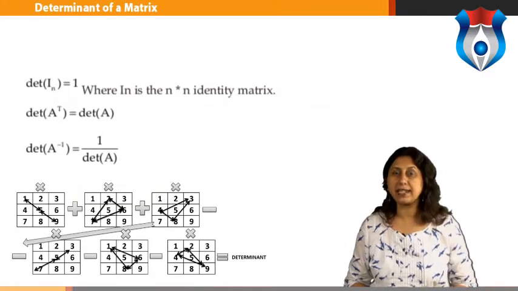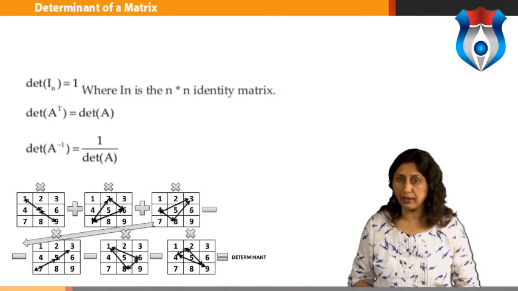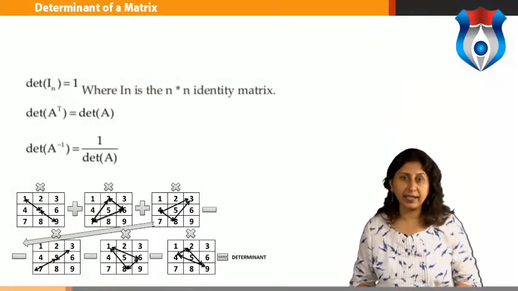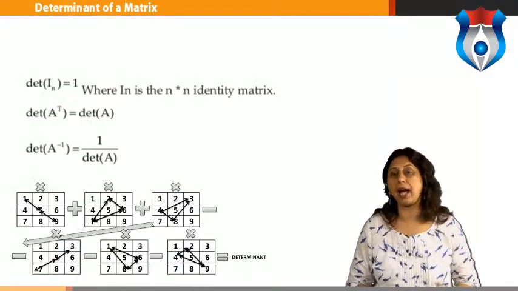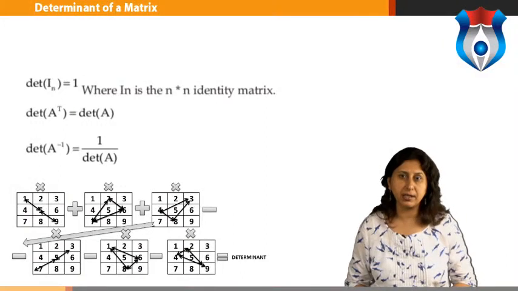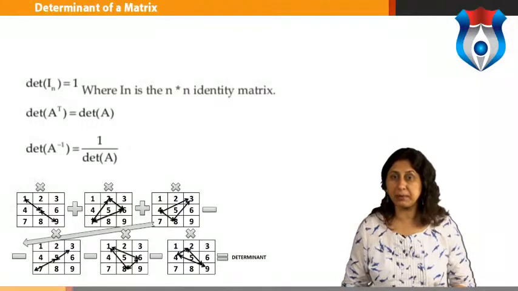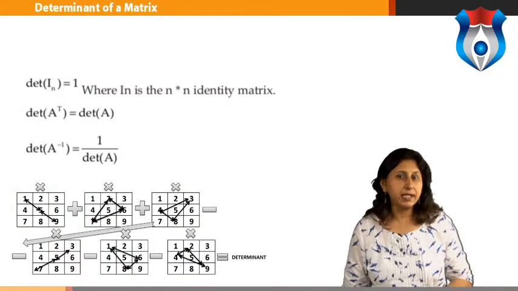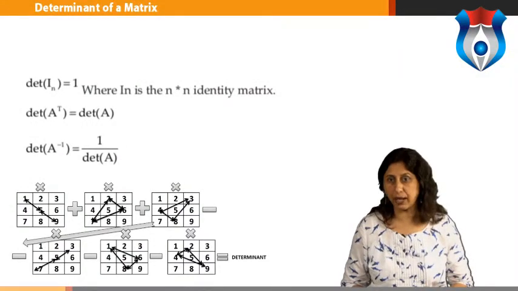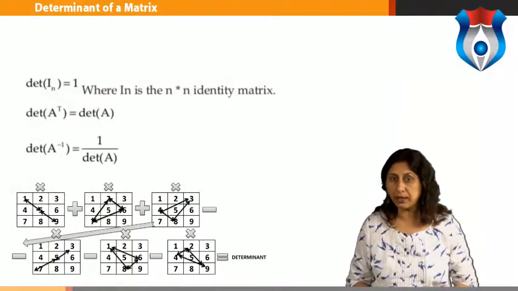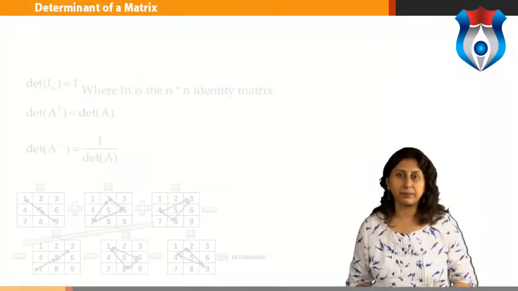The determinant of I sub n is equal to 1, where I sub n is the n by n identity matrix. The determinant of A transpose is equal to the determinant of A. The determinant of A inverse is equal to 1 divided by the determinant of A.